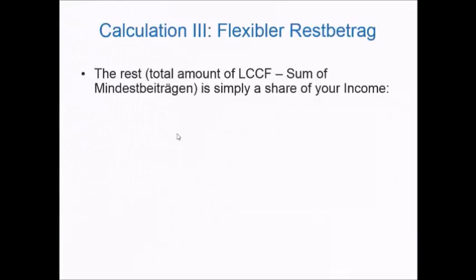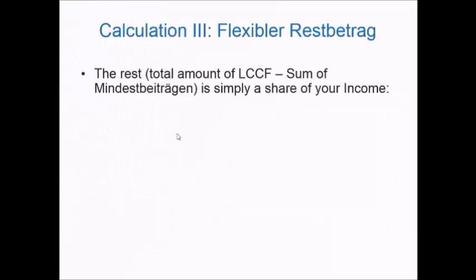actually. The flexible Restbeitrag is then that you take the total amount of the local committee contribution form, so this 280,000, and subtract from that the sum of the Mindestbeiträge. So the Mindestbeitrag is around 1,500 euros right now in 2015, and you take that times 46, and then you subtract this number from this 280,000.